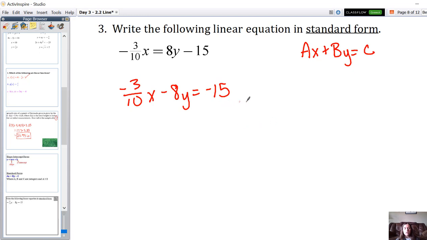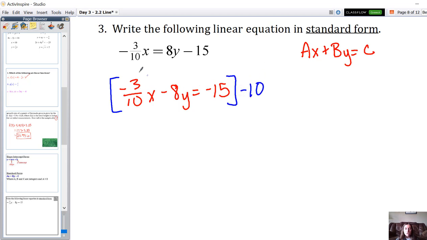The other thing about a, b, and c is we can't have any fractions. So this negative 3 over 10 is breaking that rule. Plus, a cannot be negative. So what I'm going to do is kill two birds with one stone here, and get rid of this 10 and this negative sign all at the same time by multiplying every single term by negative 10.